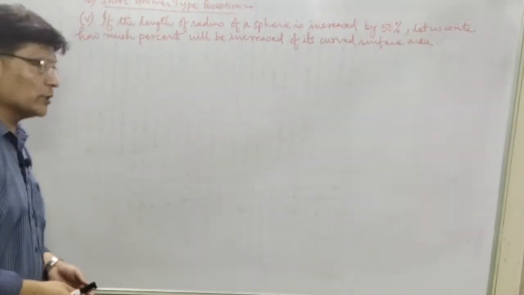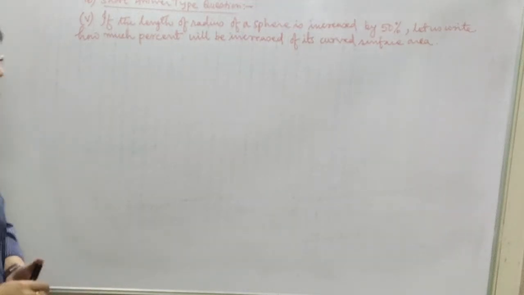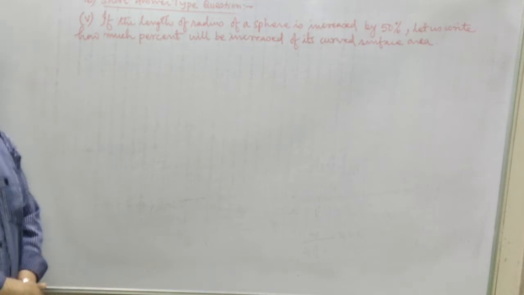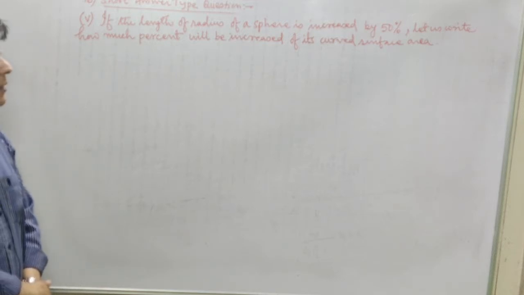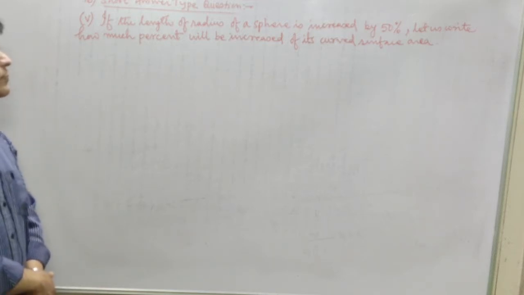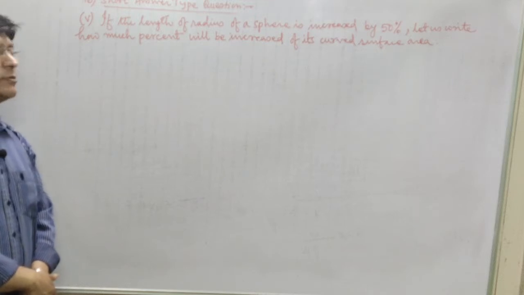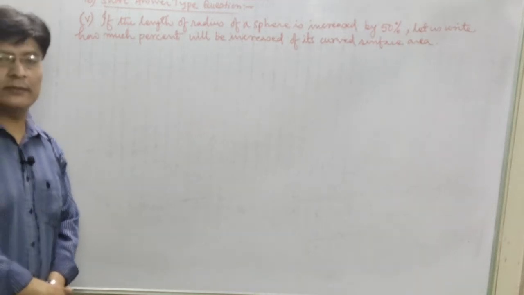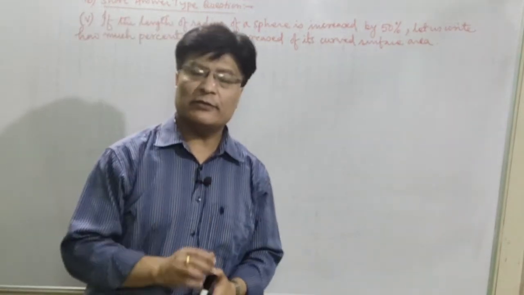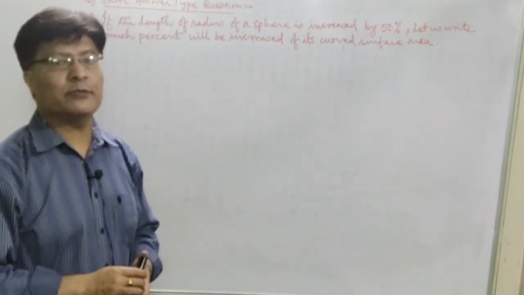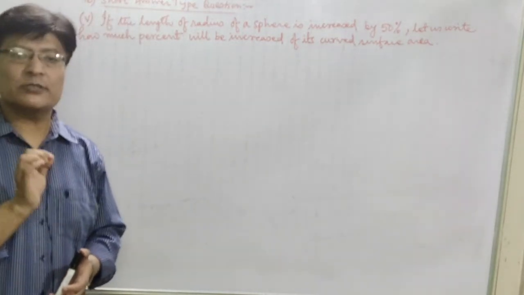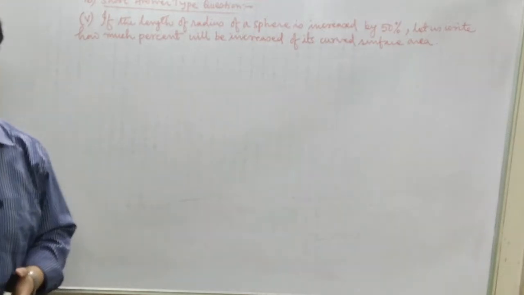So now we'll do the next question, that is question number 5 of exercise 16. If the length of radius of a sphere is increased by 50%, let us write how much percent will be increased of its curved surface area. So here the question says that if the length of radius of a sphere is increased by 50%, then by how much percent will its curved surface area increase?